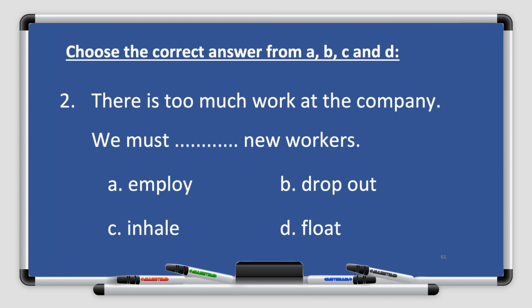Question 2. There is too much work at the company. We must new workers. Employ, drop out, inhale, or float. Excellent job. The right answer is we must employ new workers to help us at the company.